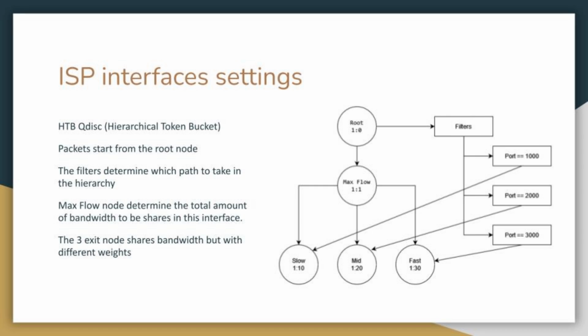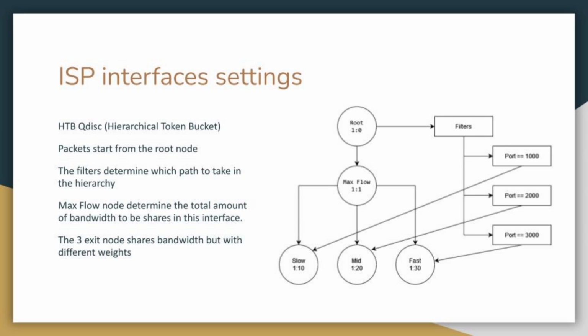When setting up our ISP interfaces, we use the HTB queuing discipline. HTB stands for Hierarchical Token Buckets, which is a classful discipline and has configurable transmission rate. This is perfect for our QoS simulations, as different classes of packets can have different bandwidth.